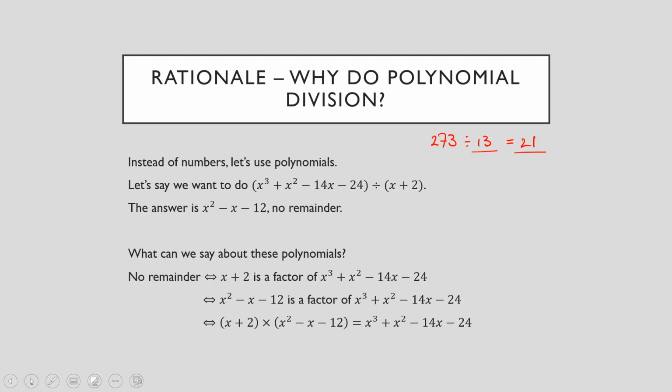We can also say that if I multiply those two factors together, I'll end up with my original polynomial. So just like with our numbers in the previous slide, what we've actually done is factorize this original polynomial into these two factors, x plus 2 and x squared minus x minus 12. You haven't really learned how to factorize cubics, polynomials of degree 3, but this polynomial division allows us to do that.